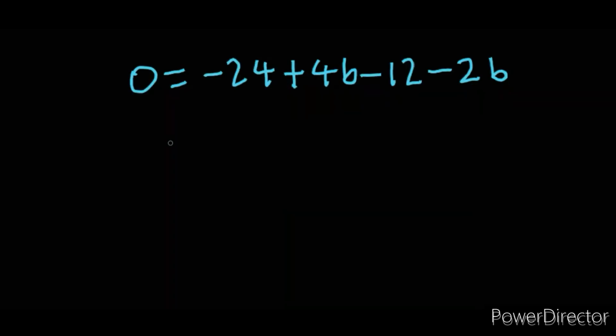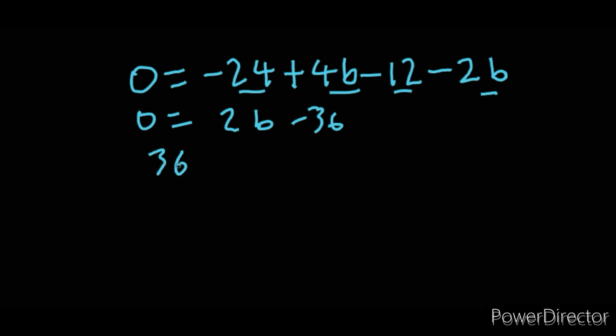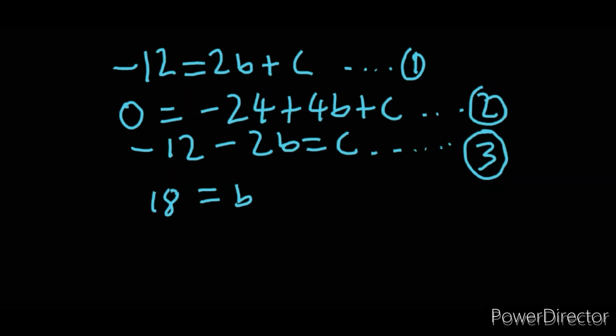Alright, so this is going to be 0 is equal to, so when we group this, it's going to be 2b. So we're going to have 2b, and then minus 24 minus 12 is minus 36. If we take it to this side of the equation, it's going to be positive 36 is equal to 2b. And therefore, when we divide both sides by 2, we're going to have b is equal to 18. So we can substitute it into any one of the three equations.